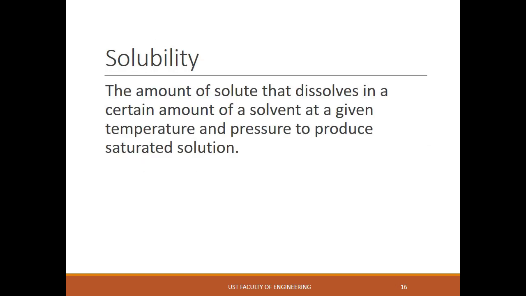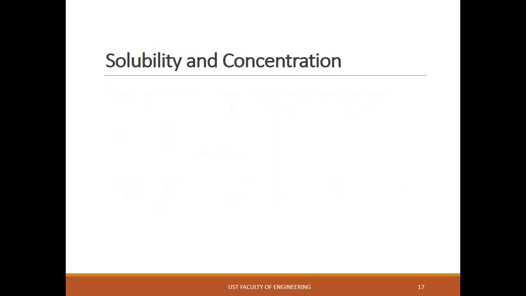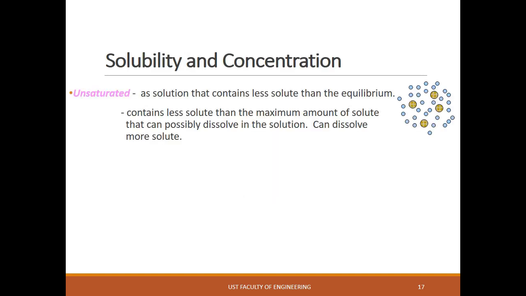The maximum amount of a substance that can be dissolved in a given volume of a solvent at a given temperature and pressure is called solubility. Solubility depends on the polarity of the solute and solvent, as discussed from the previous sections, and the temperature of the solvent. A solution that has not reached its maximum solubility is called an unsaturated solution. This means that more solute can still be added to the solvent and dissolving would still occur.